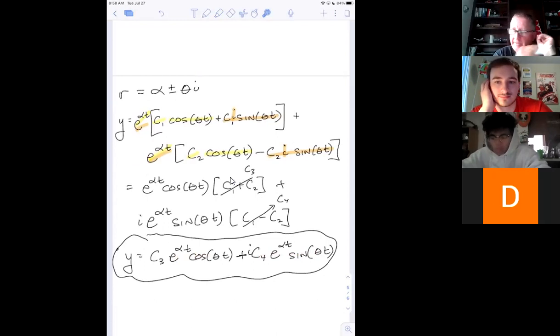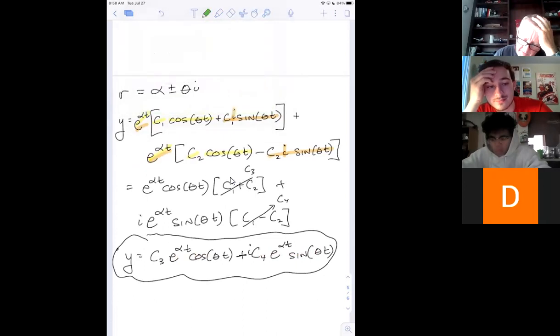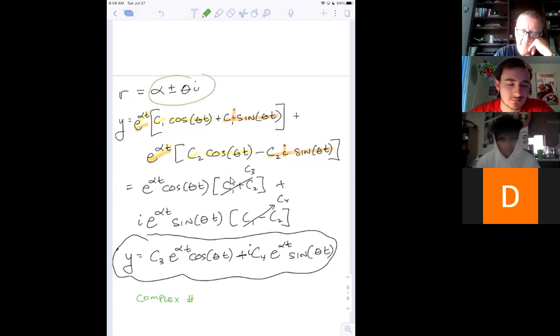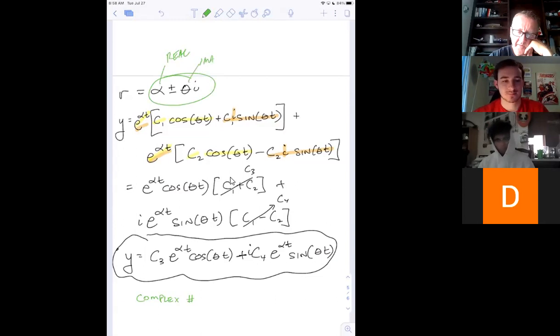But now I want you to think of something really interesting. Do you remember how you used to write down what a complex number looked like? What's a complex number? It's what you have written up at the top, a real part and an imaginary part. So there's actually a difference between complex and imaginary. Complex is both of them put together. Imaginary is just the I number.